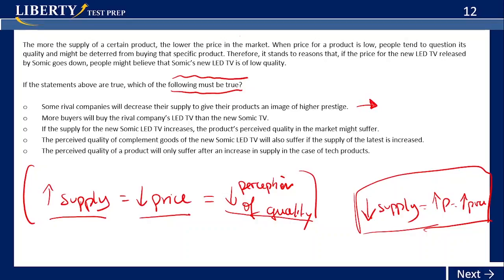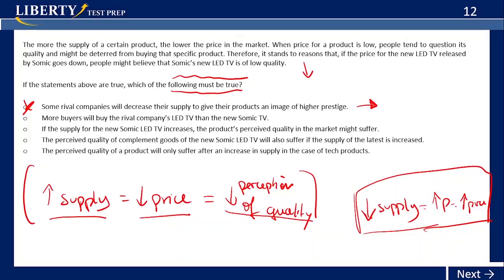No. So you have two options available. One option is that companies do it and decrease their supply, and the other option is that they don't. Both are possible, so in this case this is not necessarily true. It seems reasonable, but it's not necessarily true based on the information here. They never told us what competing or rival companies would do, so we have no information on how they're going to behave.